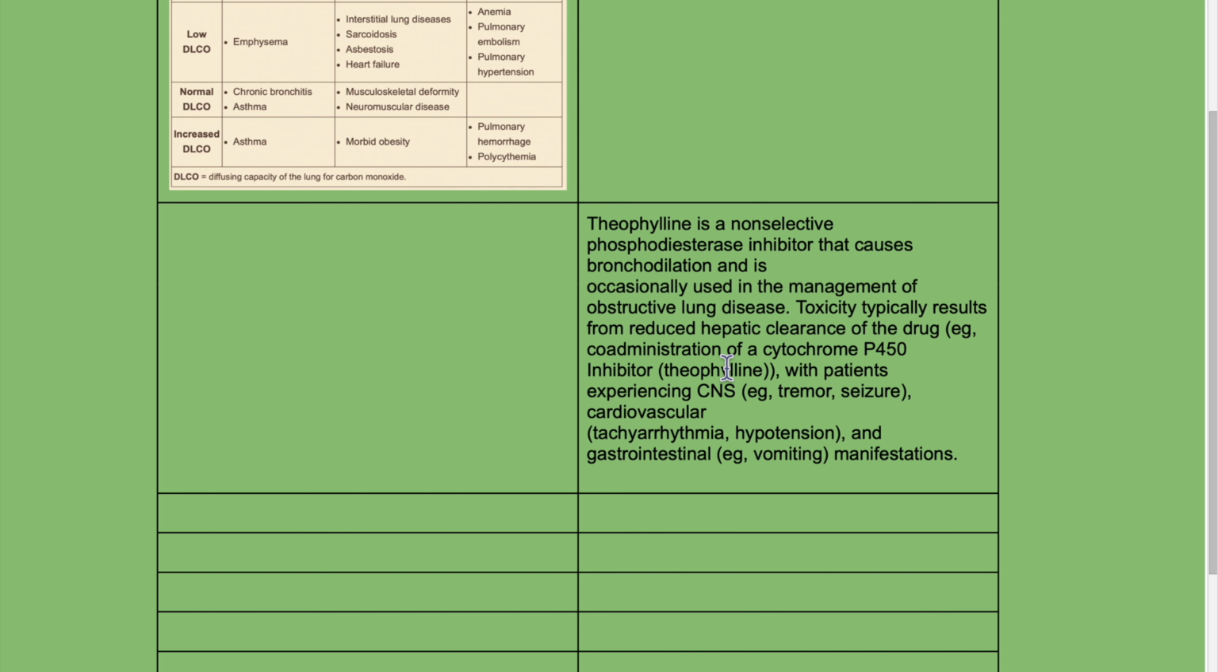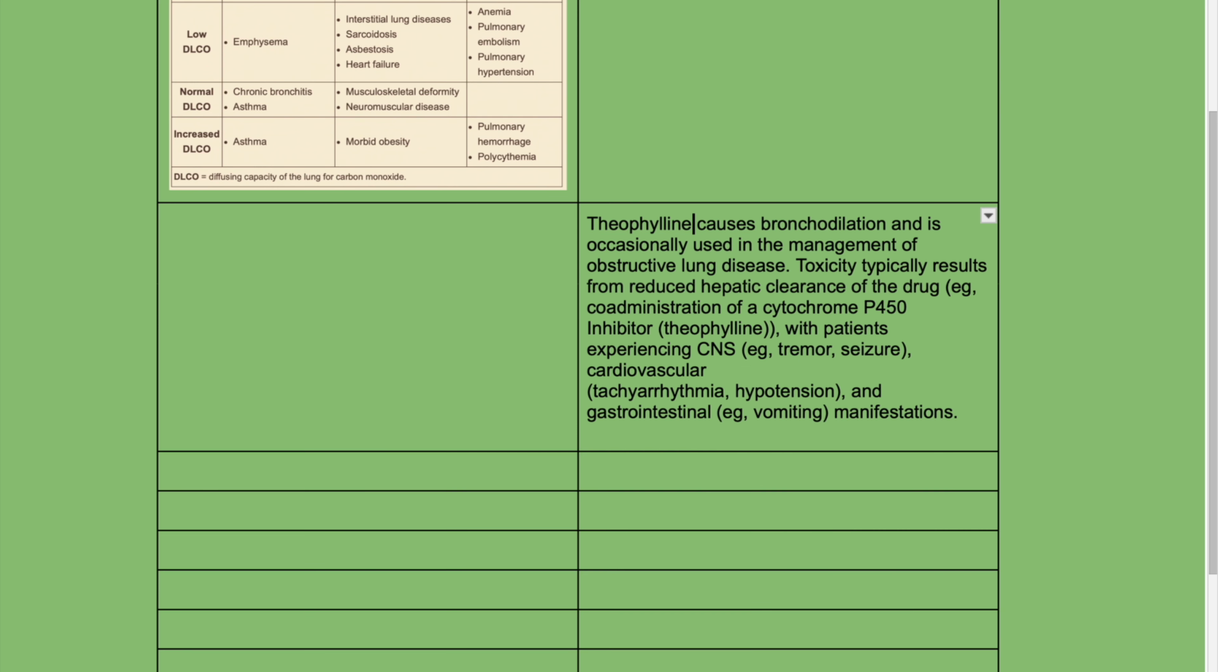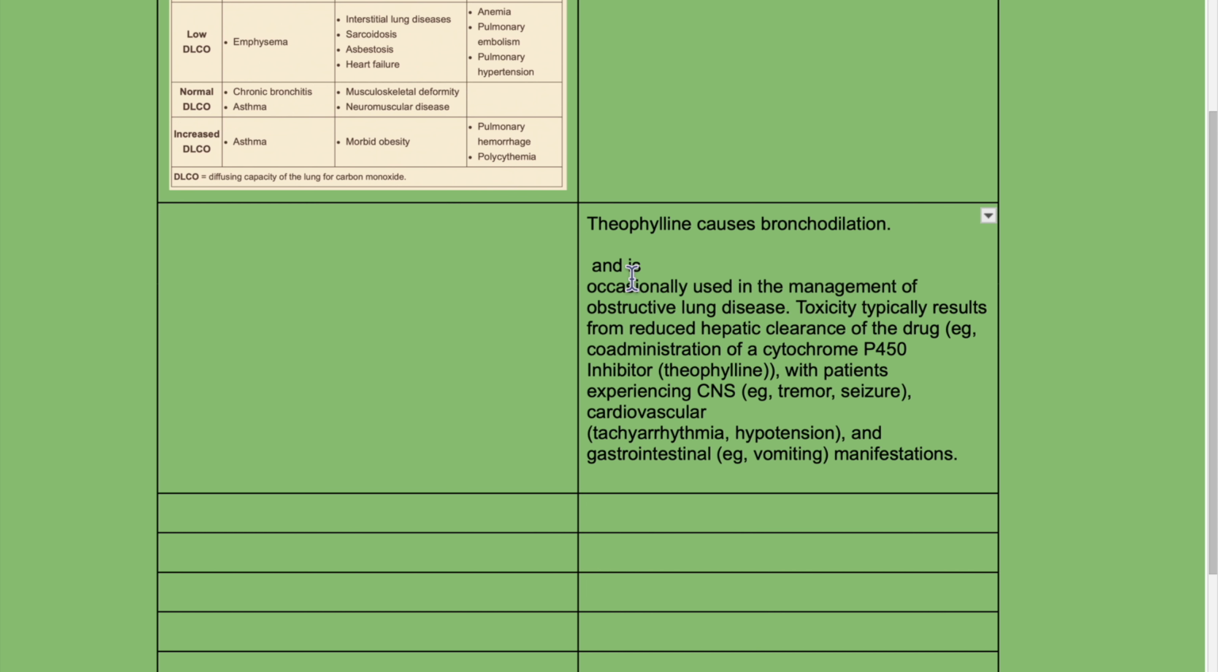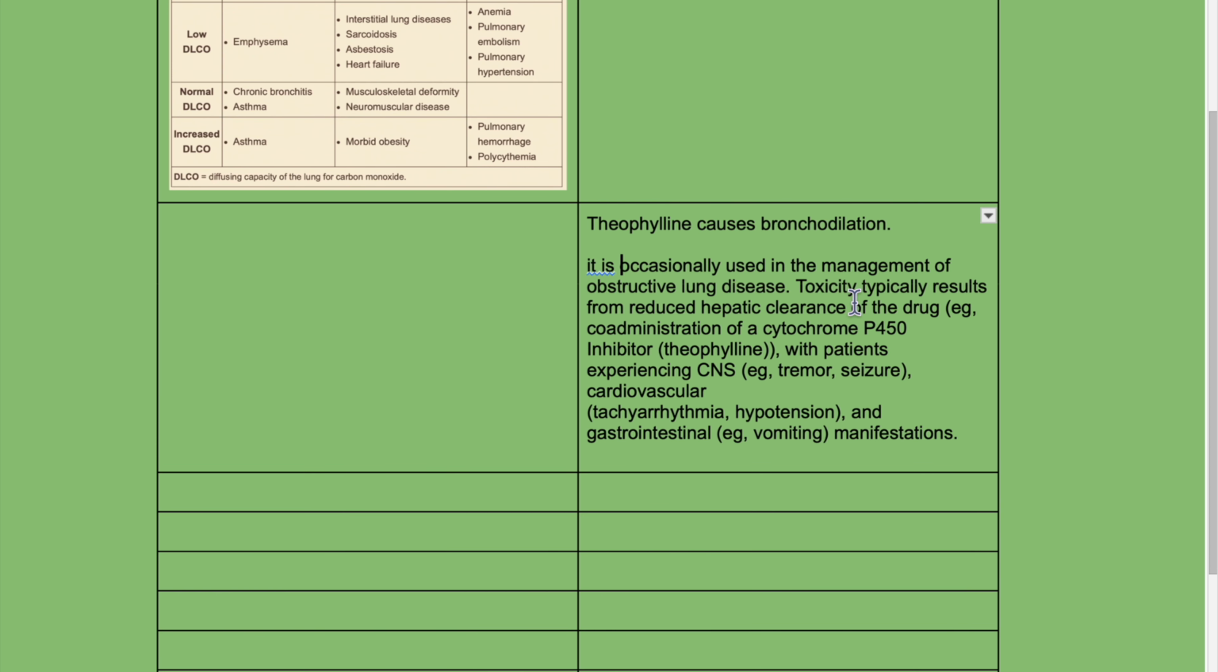I'm gonna redo that one because I zoned out since it's the last one. Okay, so theophylline is a non-selective phosphodiesterase inhibitor. We don't care about that, so let's take that out. Theophylline causes bronchodilation. It is occasionally used in the management of obstructive lung disease.